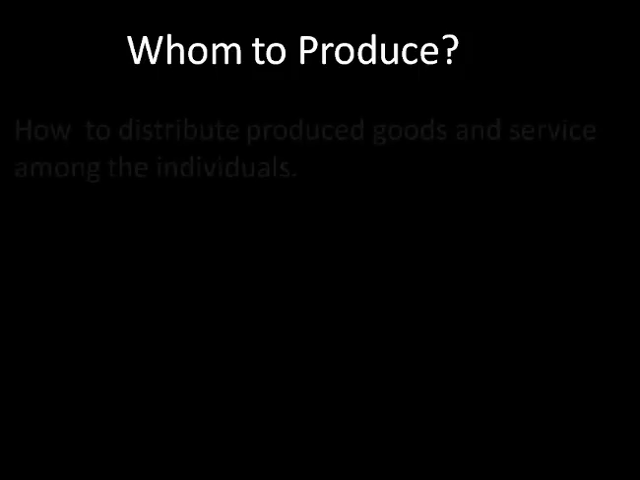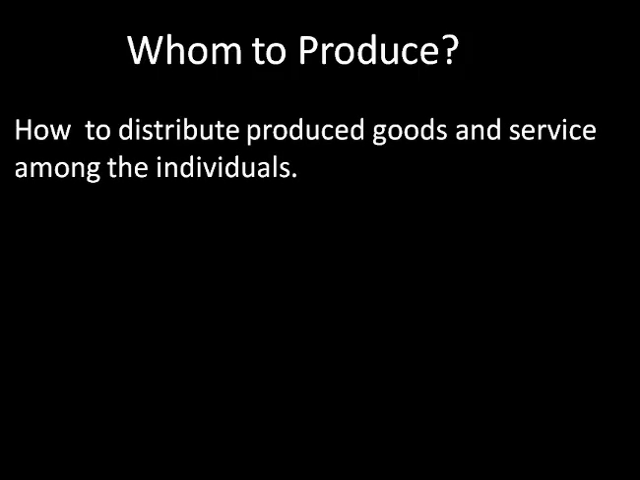Moving on. For whom to produce. How to distribute produced goods and services among the individuals, and how to decide the shares of different factors of production such as labor, land and capital, who gets more and who gets less. Here society has to decide whether or not to provide some minimum standard of living for all members of society. In conclusion, we can say that the allocation of scarce resources and the distribution of the final goods and services are the central problems of an economy.